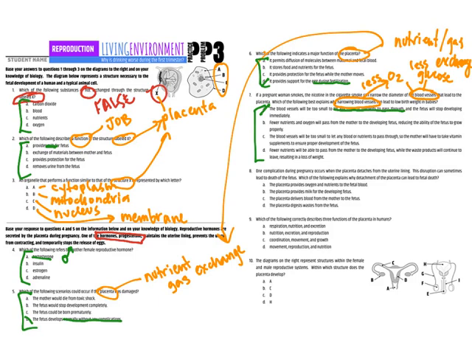Number 8. One complication during pregnancy occurs when the placenta detaches from the uterine lining. This disruption can sometimes lead to the death of the fetus. Which of the following explains why detachment of the placenta can lead to fetal death? Okay. Option A. The placenta provides oxygen and nutrients to the fetal blood. B. The placenta provides milk for the developing fetus. C. The placenta delivers blood from the mother to the fetus. Or D. The placenta digests waste from the fetus.